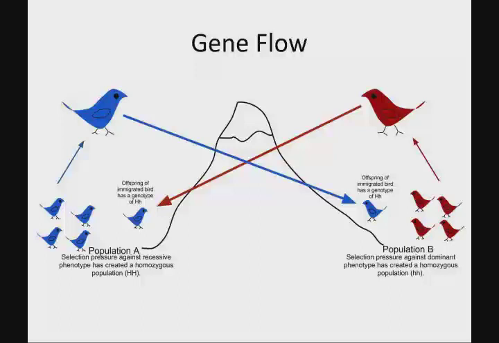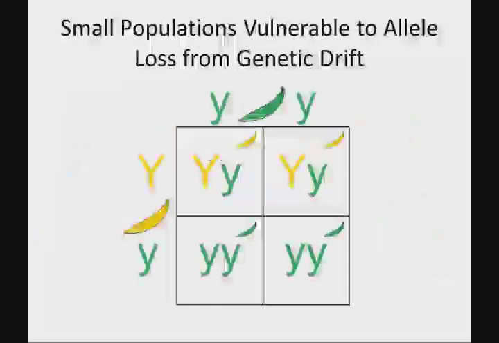Now, the final component of genetic drift is, again, random chance, and it's the loss of an allele due to meiosis. Okay, so small populations are particularly vulnerable to allele loss from genetic drift, because if we do our Punnett square, let's say we've got a very small population and there's only one yellow pea plant. So these are like pea pods. There's only one yellow pea plant in this population. And so we're vulnerable to lose the yellow gene.